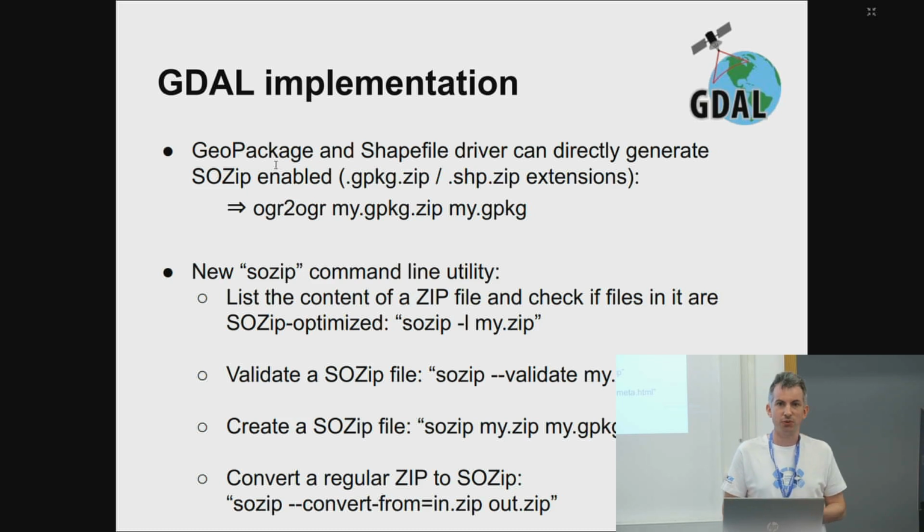And you have this new SOZip command line utility that is available along with the existing GDAL utilities, and with that you can list the content of a zip file and check if files within it are SOZip optimized or not. You can validate a SOZip file, and you can create a SOZip file from existing files and compress them, and you can also compress an existing zip archive and optimize it as a SOZip.